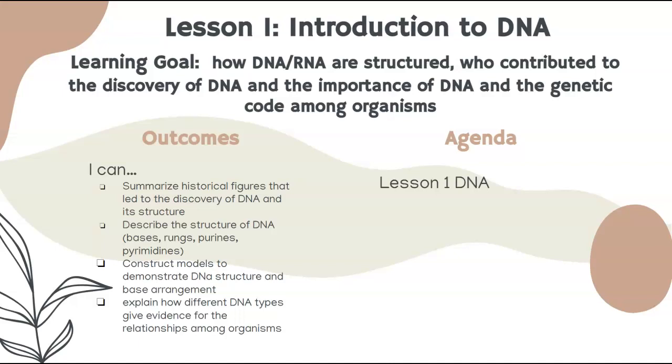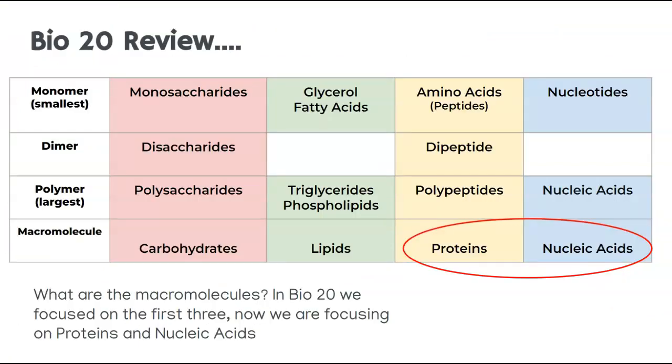By the end of today, your goal is to be able to summarize historical events that led to the discovery of DNA. So there are some key people we're going to talk about. You need to be able to describe the structures of DNA, meaning you need to know all four bases, and what makes up the backbone of DNA, and then the rungs are the bases. We're also going to look at explaining the different types of DNA.